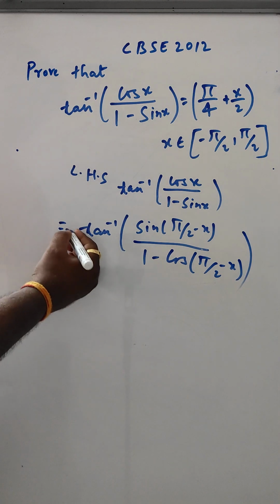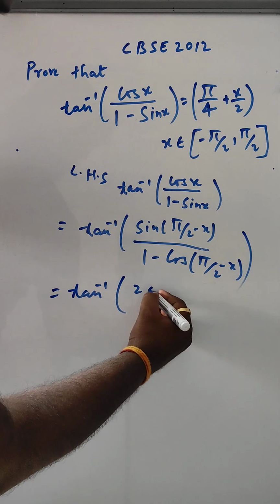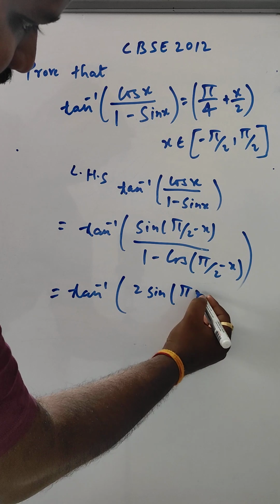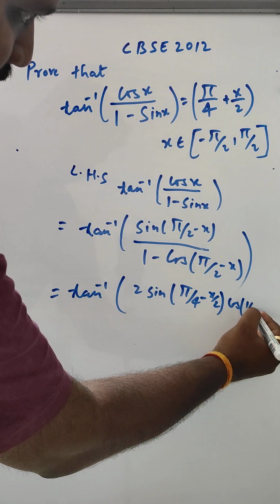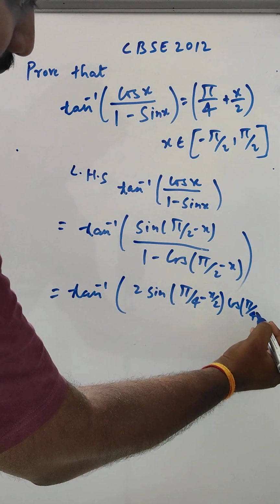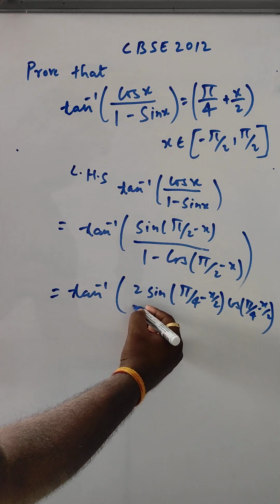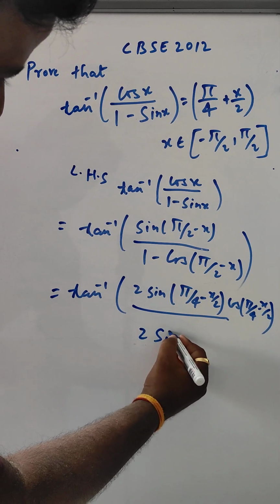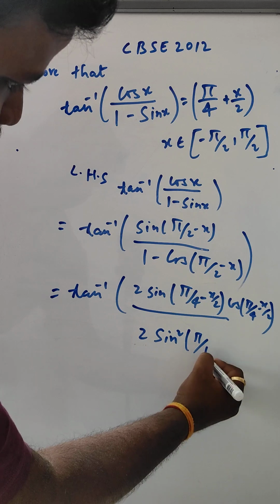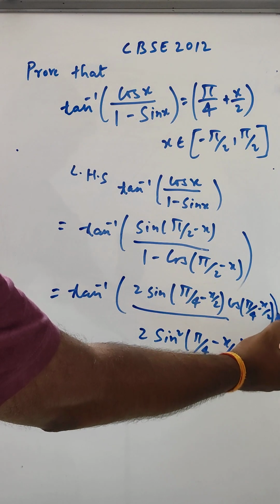Okay, so in the next step we can do it like this: tan inverse 2 sin pi by 4 minus x by 2, times cos pi by 4 minus x by 2, over the denominator. Correct. And the same thing can be done here also. This is nothing but 2 sin square pi by 4 minus x by 2. Correct. That is okay, right? There is no issue. Now, this can be done like this.